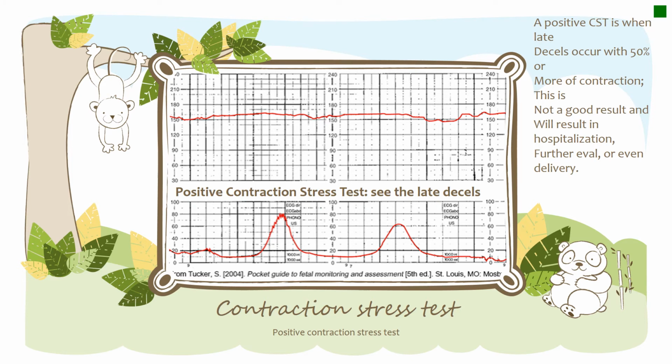Now this is the opposite. This is a positive contraction stress test. This is when late decels occur with 50% or more of the contractions. This is not a good result. This will result in hospitalization, further evaluation, or even delivery of the baby. You'll see there is a late decel associated with at least half of the contractions, even if there are less than 3 contractions. So if you have a contraction stress test and you have late decelerations, there's always going to be further evaluation. A positive contraction stress test usually results in intrauterine fetal death, IUGR, and of course further hospitalization.